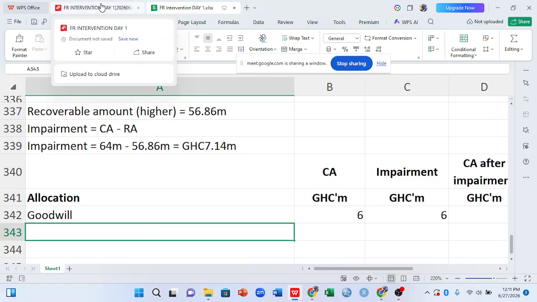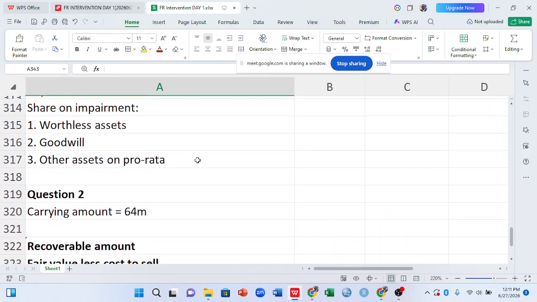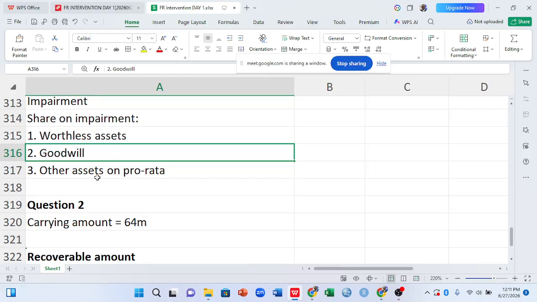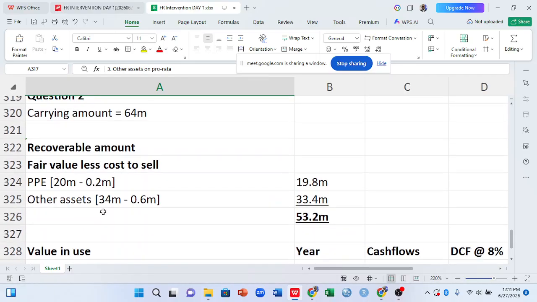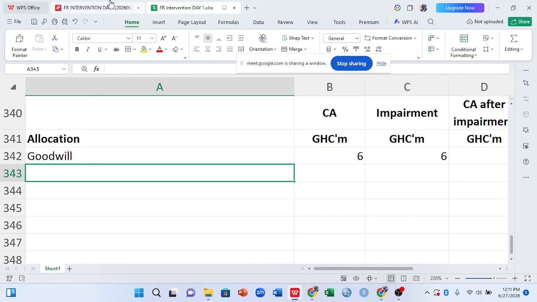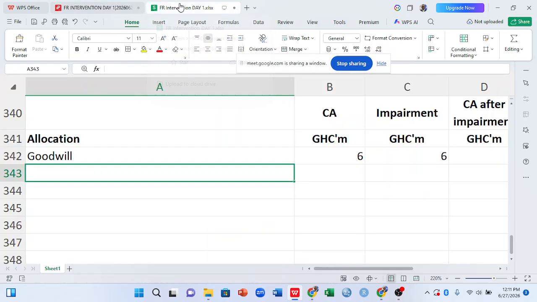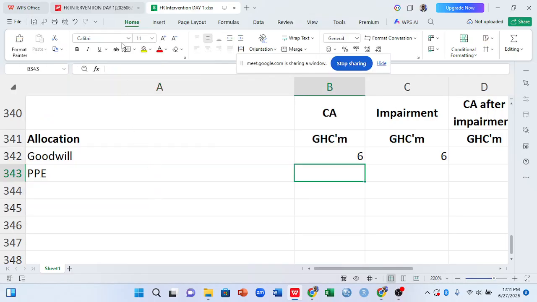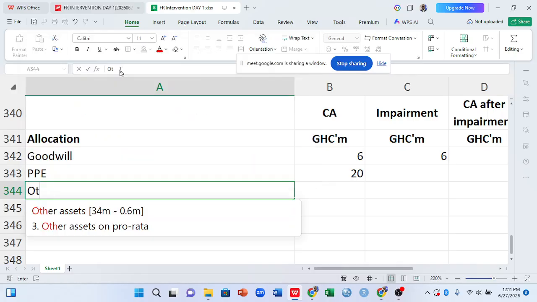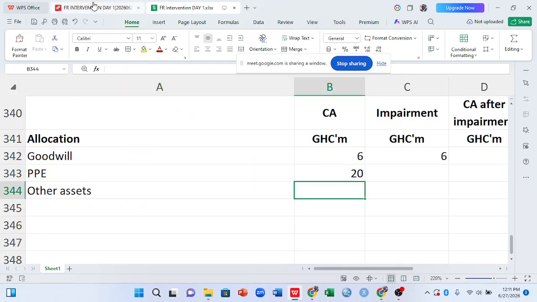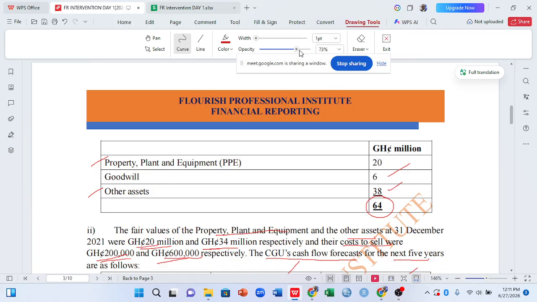The next thing is we are supposed to do for other assets. We said the sharing: worthless assets first, second goodwill, and other assets on pro rata. So we have done goodwill. We are left with our other assets, and the other assets in our question are any asset apart from goodwill. That is PPE and the other assets we have here. These we need to share for on pro rata. The current amount of PPE is 20. Then other assets, the current amount is 38.